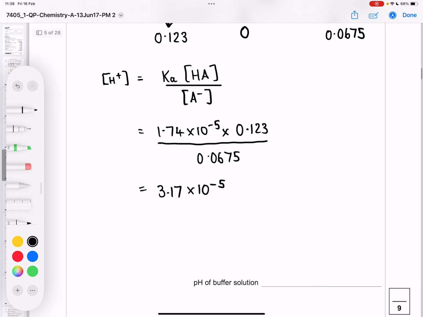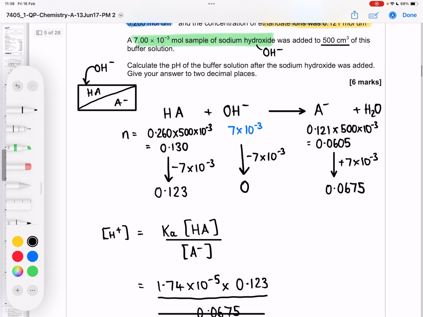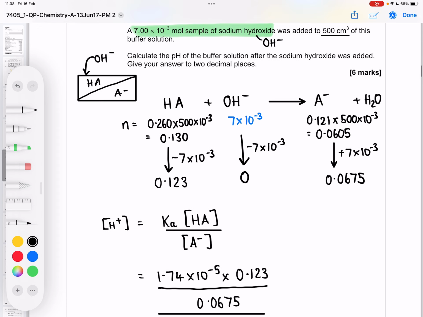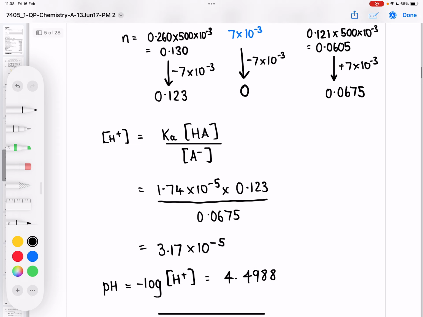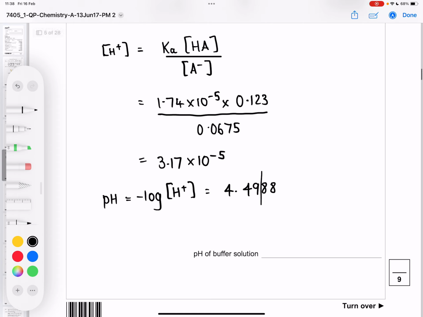And then since pH is minus log of the hydrogen ion concentration, the negative logarithm of the hydrogen ion concentration, we can press minus and then the log button and then the answer button on our calculator. And it's coming out as 4.4988, but often they ask us to give our answer, which they have done here, to 2 decimal places. So we will need to round up. There's where the second decimal place is, but this 8 will round up 49 to 50, so it becomes 4.50.